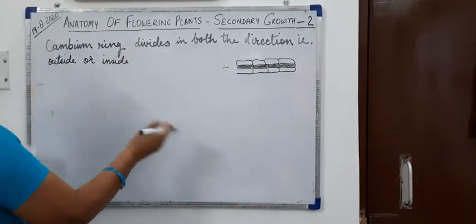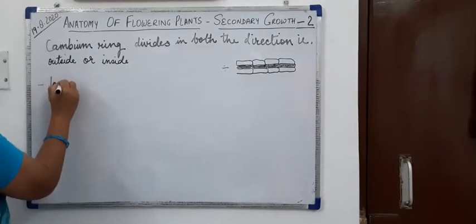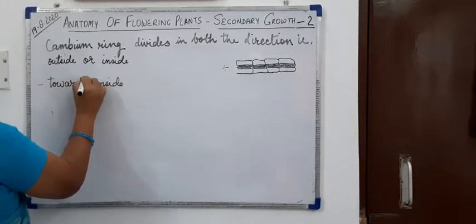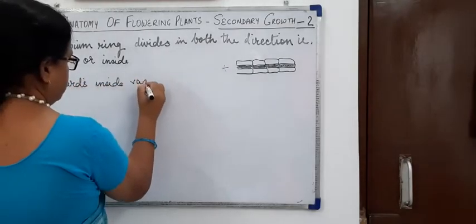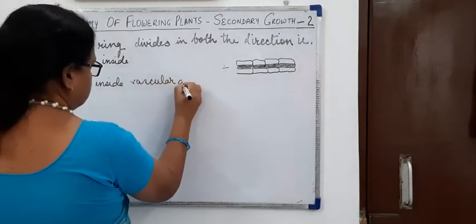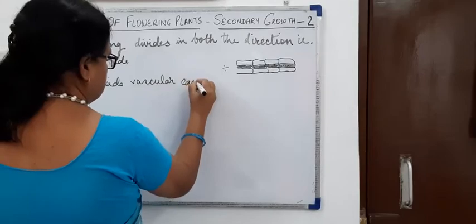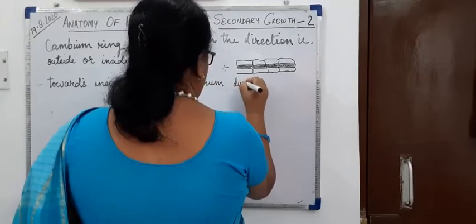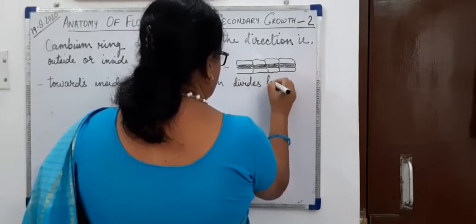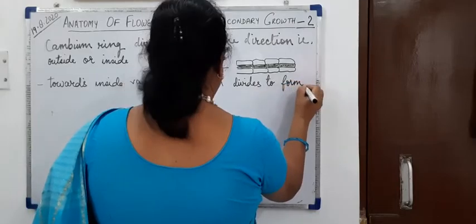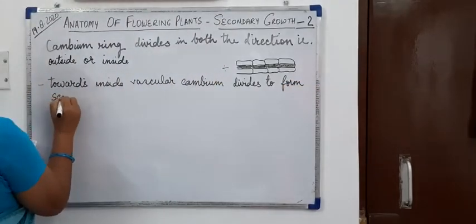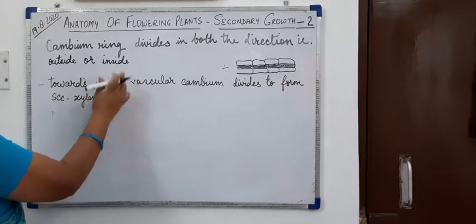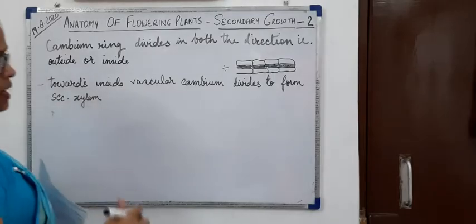If it is producing the cell towards inside, vascular cambium divides to form secondary xylem. Why inside, if it is dividing, it is producing the cell? Why is it forming secondary xylem?